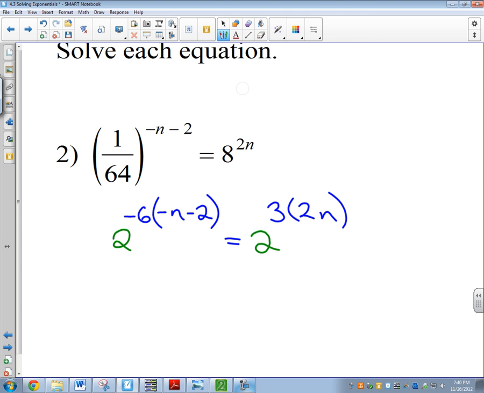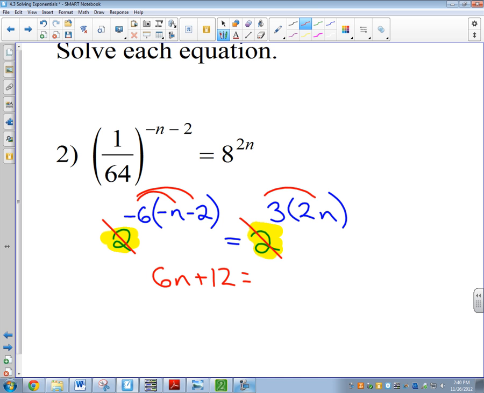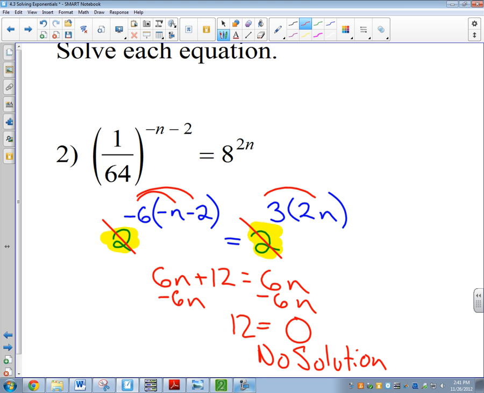Again here, I've got a base of 2 on both sides, and they're equal to each other. That means my exponents have to be equal. So I can basically say I can cancel those out, and I can just worry about the exponents. That'll be 6n plus 12 is equal to 6n. I subtract 6n, subtract 6n, 12 is equal to nothing. That's not the right answer. That is a no solution problem. Anytime you get your variable to cancel away there, you're going to get no solution. 12 doesn't equal 0. That doesn't make any sense.